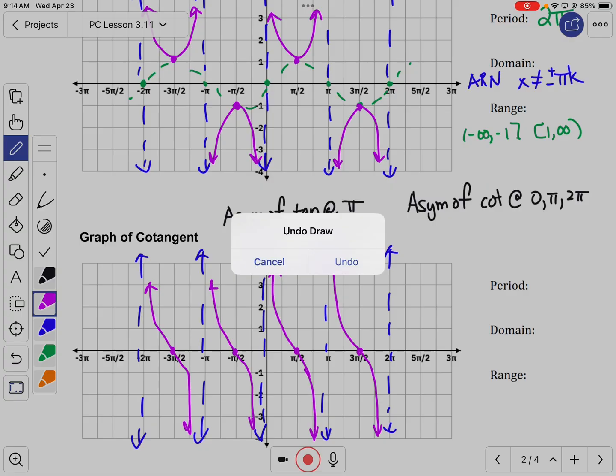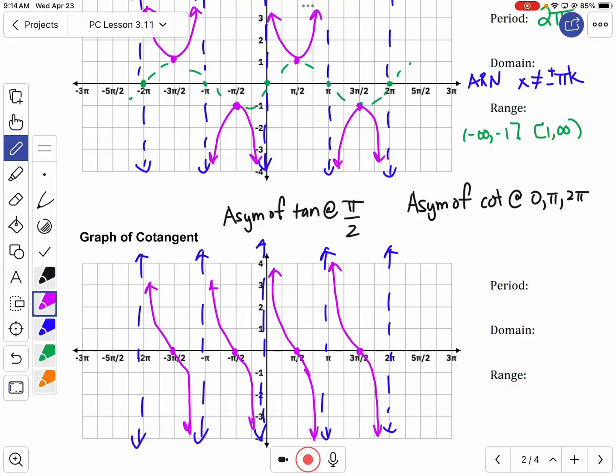So it's still that concept of a reciprocal. We flip that snake, it becomes a decreasing snake versus an increasing snake. Now, just like the ones before it, what's the period for tangent? Pi. So guess what the period is for cotangent? Pi. Okay. It's pi.